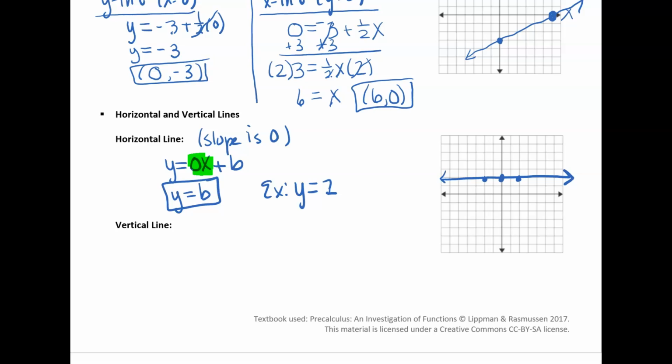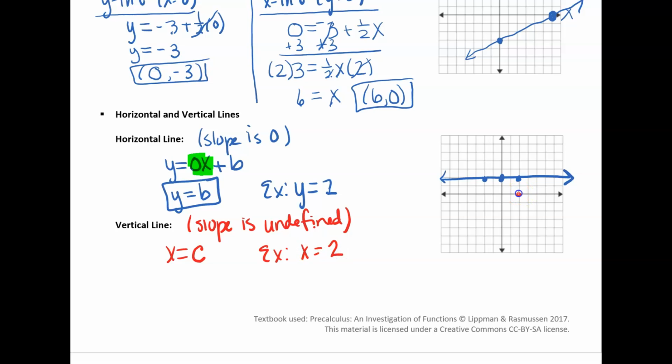Now your vertical line, a couple of reminders, this is when your slope is undefined. Now it'd be a bit ridiculous for us to say y equals undefined times x plus b. Like, no one wants to do that. So let's think about this. If a horizontal line is y equals some number, then our vertical line is going to be x equal to some number, say c.